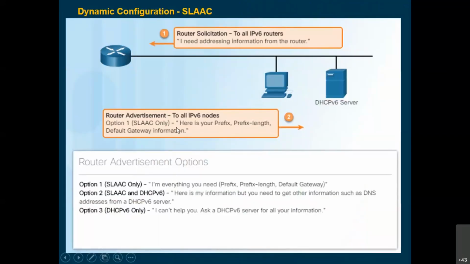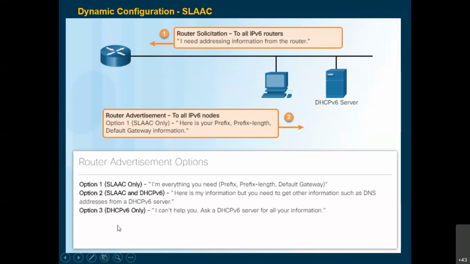So router advertisement options, there are 3. There is option 1, which is SLAAC only. In SLAAC only, the router will give you every information you need. Your prefix length, your default gateway, everything. In option 2, it is SLAAC and DHCP version 6, where the router will give you your prefix and prefix length, but for you to get your DNS and every other information, you have to go and ask from the DHCP version 6 server. And option 3 is DHCP version 6 only, where the router doesn't join in, only gives its link local address, but all the other information you have to get from the DHCP version 6.